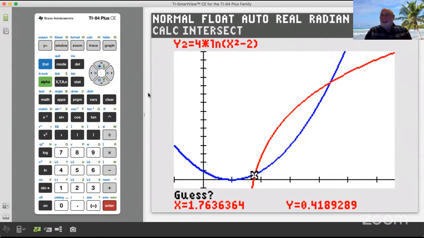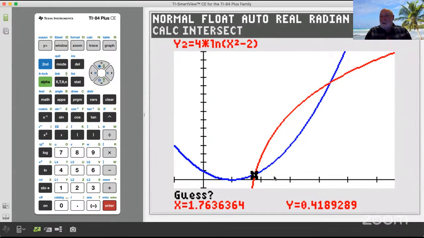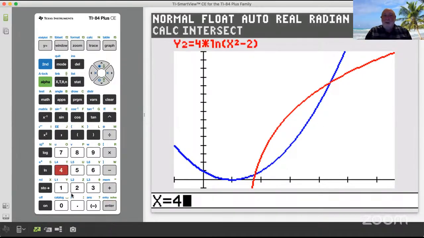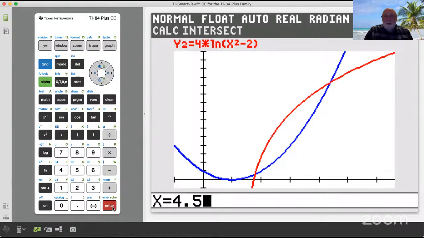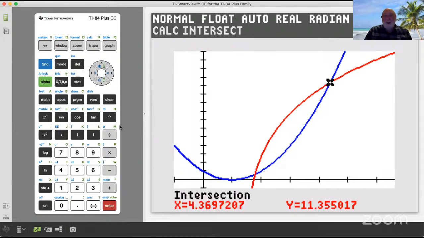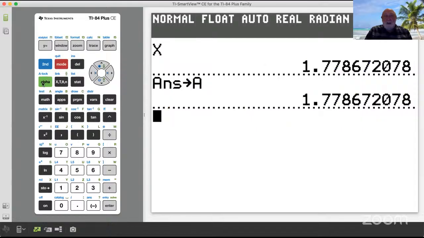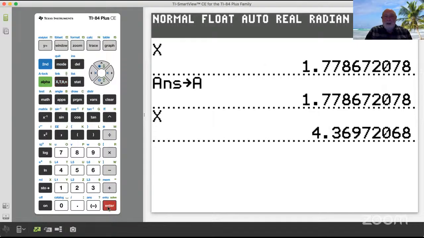And you know what? Instead of tracing over there, I'll just look: 1, 2, 3, 4, somewhere between 4 and 5. Let me just put in 4.5 for my guess. Which is a nice feature, Tom, that you can do so that you don't have to trace. Ah, got pretty close. And then again, we'll quit. Pull up our X value. Yep, there it is. And then we can store that in alpha B.